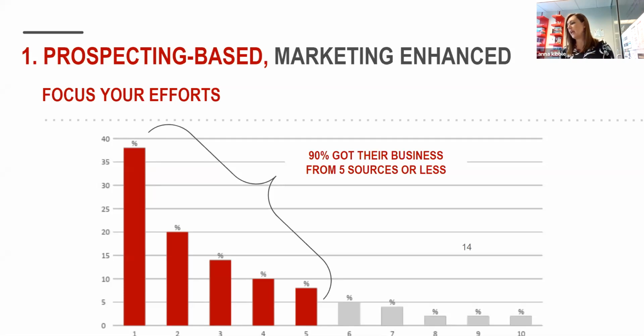This graph, what you're seeing here, these are the top lead sources for millionaire real estate agents, for the top agents in the country, right? And so these are their lead sources, and they get 90% of their business from 5 lead sources or less. And guess what? They are all prospecting based. So their top 3 lead sources are sphere of influence, repeat, and referral business.